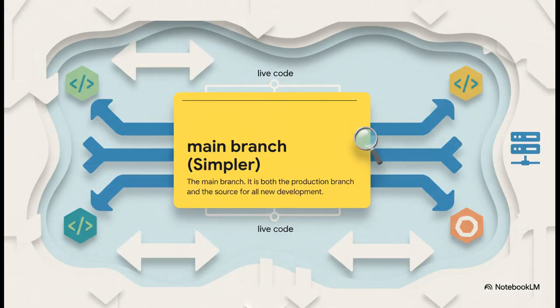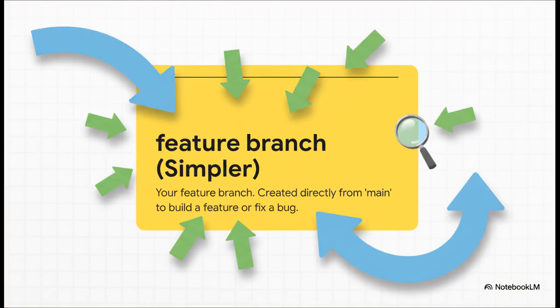In this simplified world, the main branch is pulling double duty. It's still the source of truth. It's what's live in production, but now it's also the starting line for all new development. Every single new feature branch gets created directly from main. So yeah, developers are still working in their own isolated feature branches, just like in Git flow.